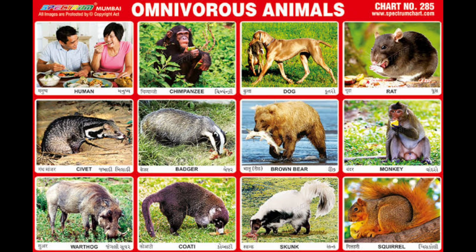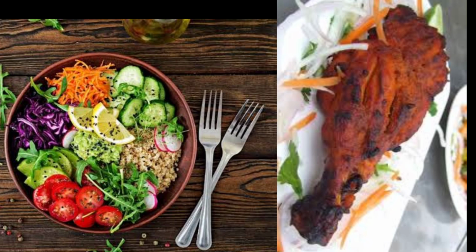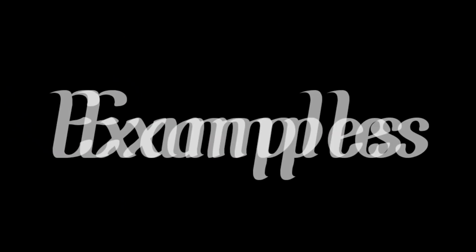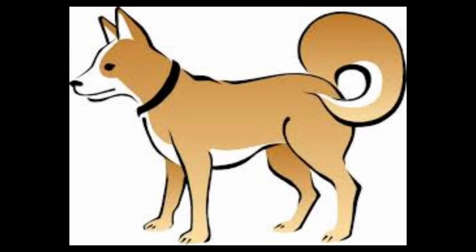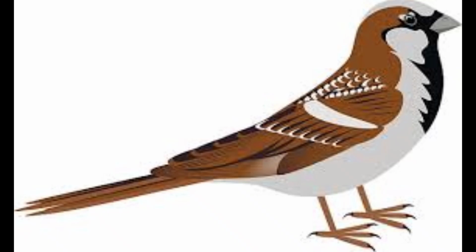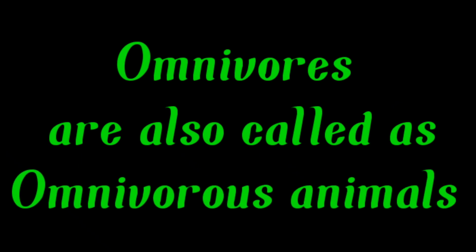Next one is omnivores. Some animals eat both plants as well as other animals as food. Those animals which eat both plants and animals are called omnivores. In other words, the omnivores eat plant food as well as the meat or flesh of other animals. Some of the examples of omnivores are man or human beings, dog, crow, sparrow, bear, myna and ant. Omnivores are also called omnivorous animals.